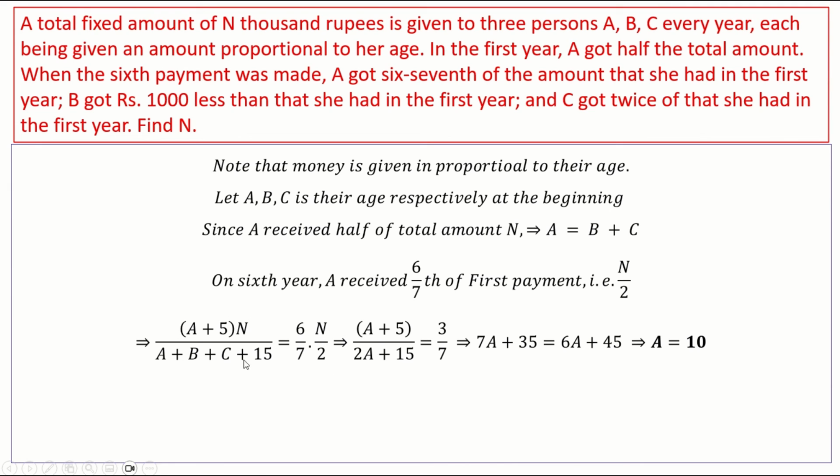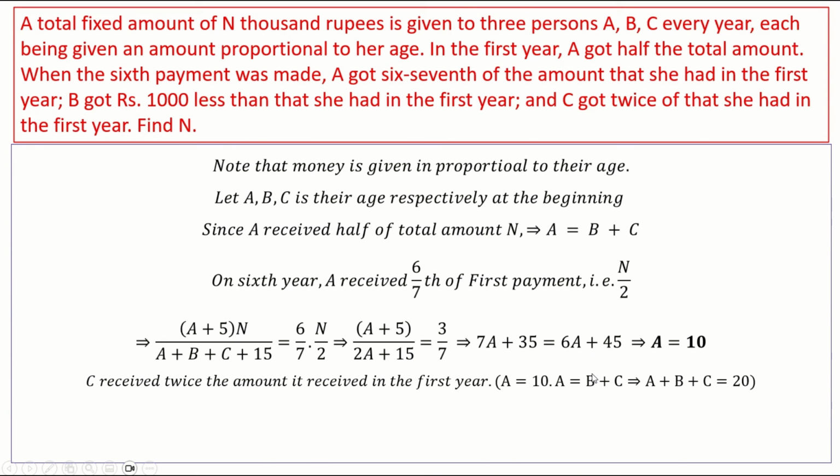You understand this clearly? A after 6 years is A plus 5, and A plus B plus C after 6 years is A plus B plus C plus 15. Each one has grown by 5. Okay, into n equal to 6/7 into n by 2, which means (A plus 5) by (2A plus 15). How has this come? We know that A equals B plus C, so B plus C I replaced with A. So (A plus 5) by (2A plus 15) equals 3/7. N got cancelled. If you simplify this, you will get A equal to 10.